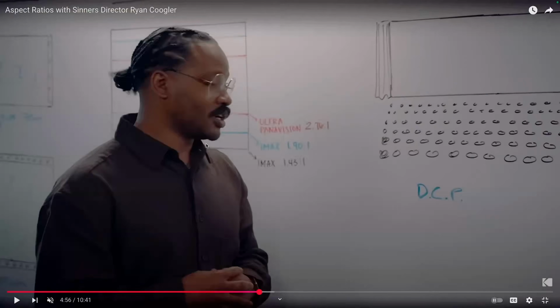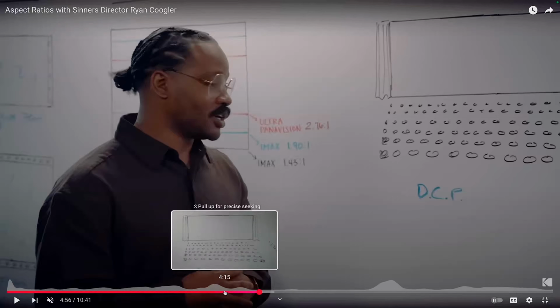The place to watch this video, by the way, is on YouTube, not on Facebook. I don't know why people watch video on Facebook. Usually the first thing I do if I see a video on Facebook is go to YouTube and find that footage, because it's going to be higher resolution and higher quality. Anyway, it's on Kodak's site. And this is the aspect ratios with Ryan Coogler.